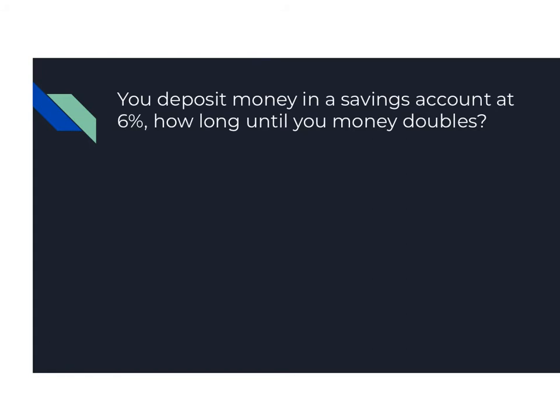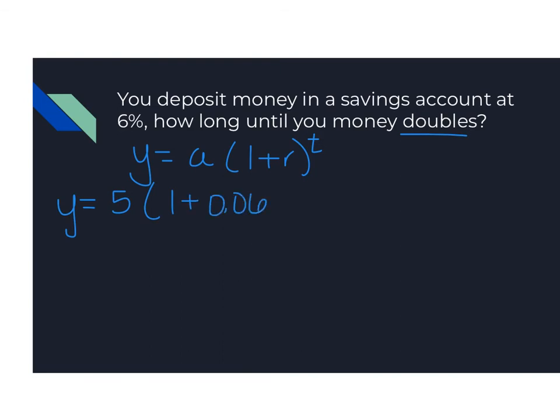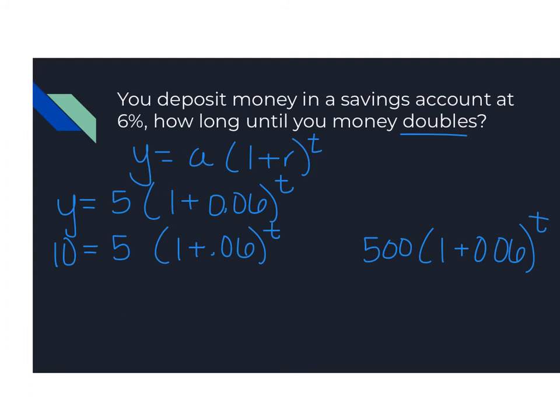Let's talk about this one, and this one we talked about a lot in Zoom. Again, we're depositing money into a savings account at 6% interest, and we want to know how long till our money doubles. Because we are adding interest, again, we're going to do 1 plus r to the power of t. For this example, it doesn't really matter how much you start with, so let's say I start with $5. I want to know when my account is going to get to 10, because that is double. If you decide you want to invest $500, then you would be looking for when your account gets to 1,000. So it really does not matter.